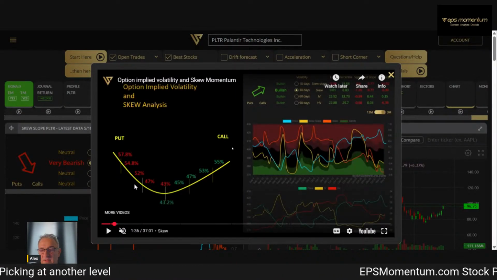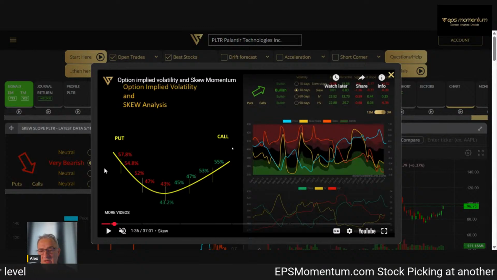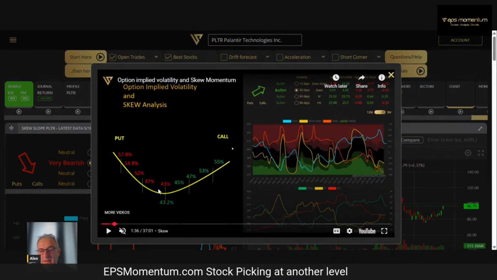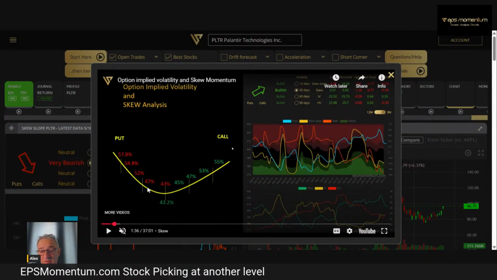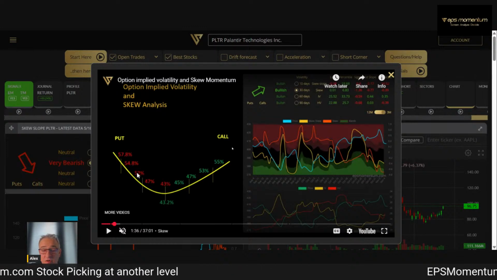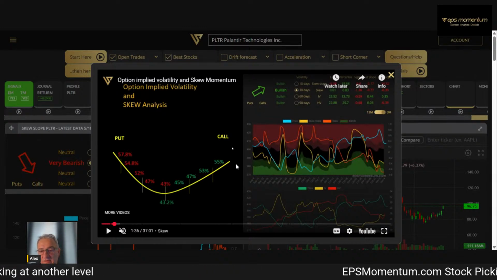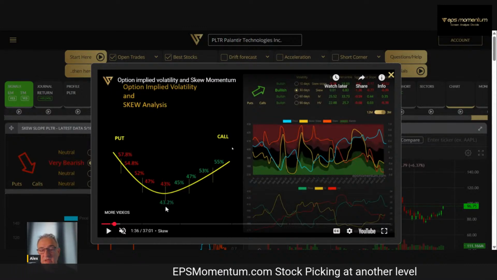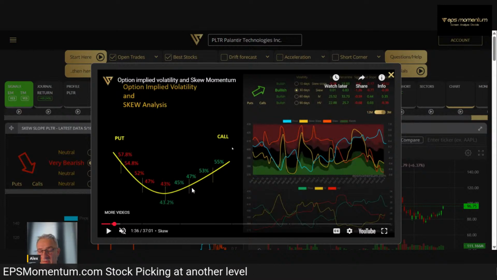So the skew, you get puts on the side, calls on the other. This is how you build the volatility skew. Each percentage, 43, 42, 52, and so on, are implied vols. So that's the implied vol per strike, and that's the moneyness at the bottom. And the skew is really the difference between the put implied vol and the call implied vol.